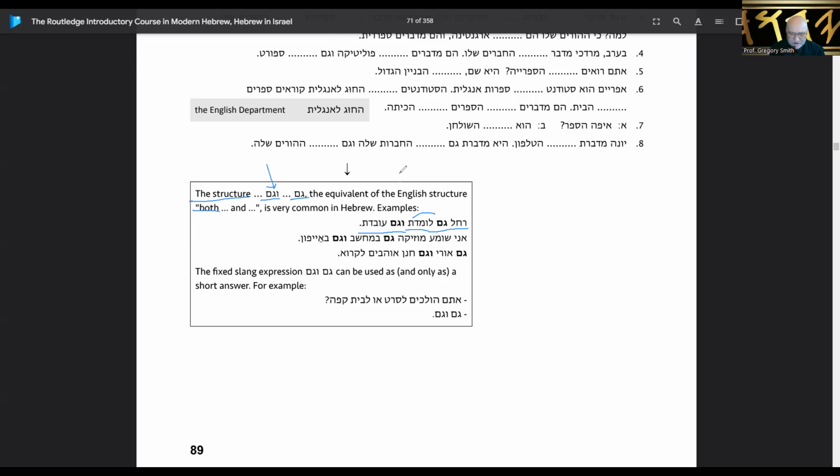See, what I've learned that to be is it means also. Rachel gam lomedet v'gam ivrit. Okay, also studies and Hebrew. Rachel, the gum. There's literally, Rachel also studies the gum Hebrew and also Hebrew.